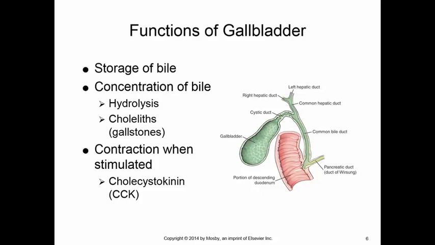Number 2, concentration of bile. Bile is concentrated within the gallbladder as a result of hydrolysis. Do you remember what hydrolysis means? That's the removal of water. Now, in an abnormal situation, when too much water is absorbed, or when the cholesterol, which is found within bile, becomes too concentrated, gallstones may form in the gallbladder. Another word for gallstones is cholelithiasis. Chole referring to gallbladder, lith referring to a calcification or a stone.